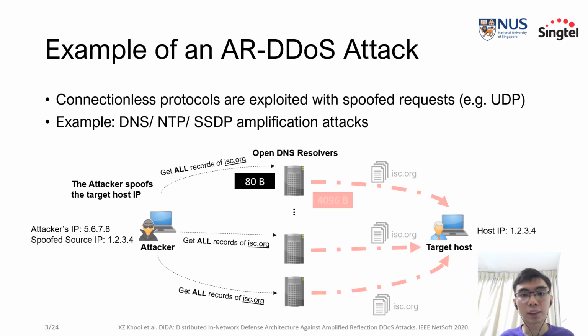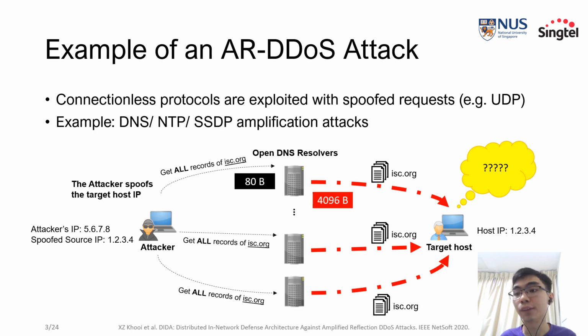Unaware of the forged request, the resolvers respond to the request towards the target host. Since all records were requested, the responses are significantly larger than the request. Hence, an amplification factor is achieved. With the enormous responses coming in, the target host network becomes overwhelmed and exhausted, resulting in a complete denial of service.